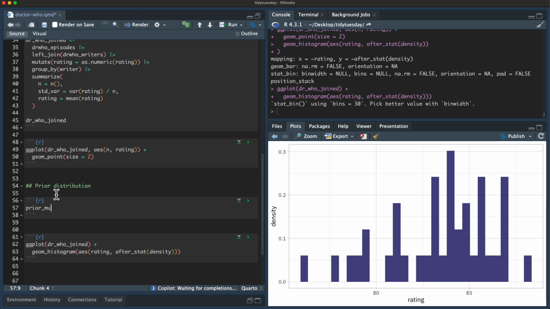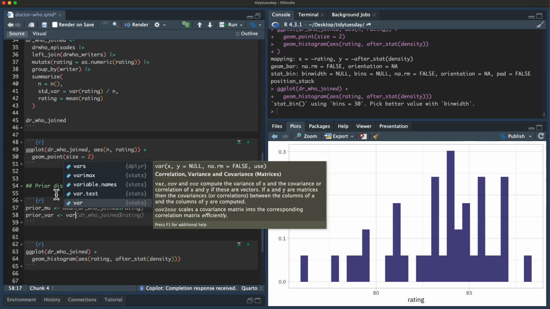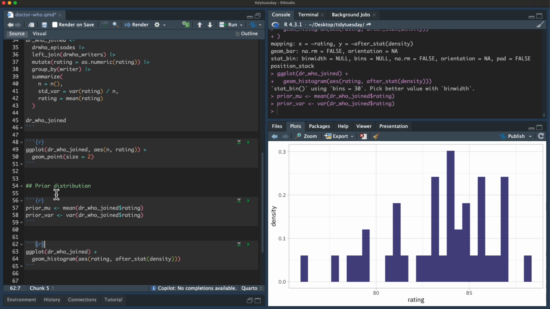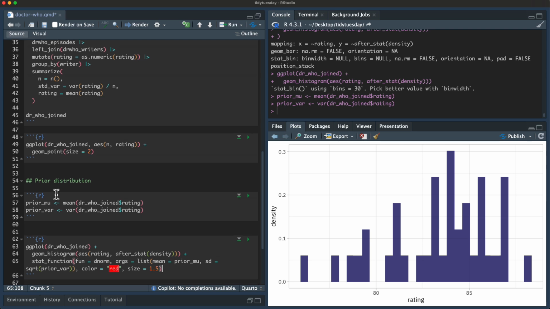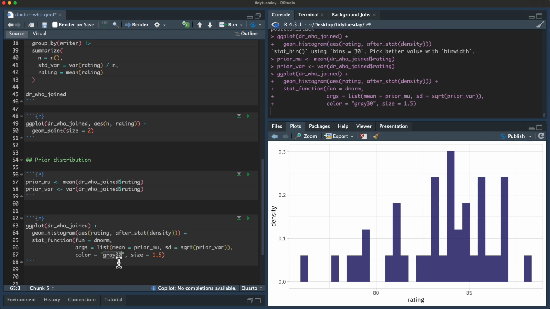So I'm going to find, for my prior here, the mean, yes, and the variance. Yep, same thing here. And then I can put this on my plot. I'm going to use stat function, dnorm, that's right. Args, mean equals prior mu, SD equals square root of prior var, that's right. And then certainly I do not want it to be red. There we go.